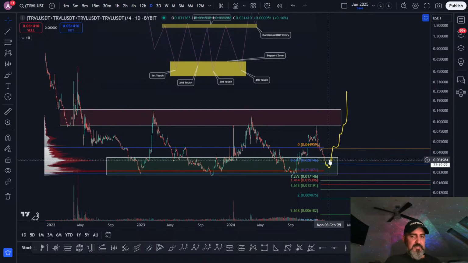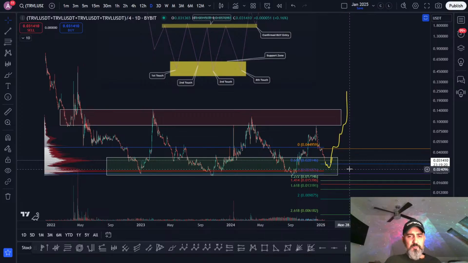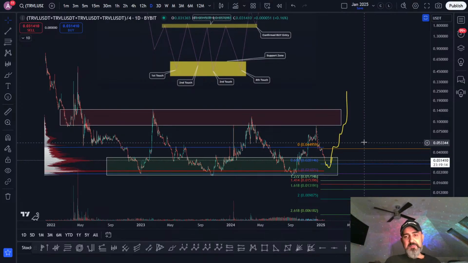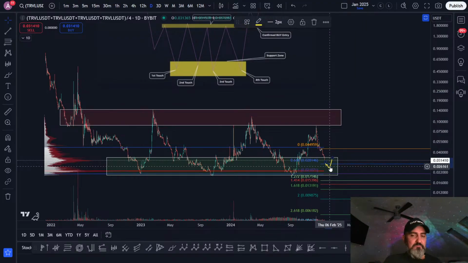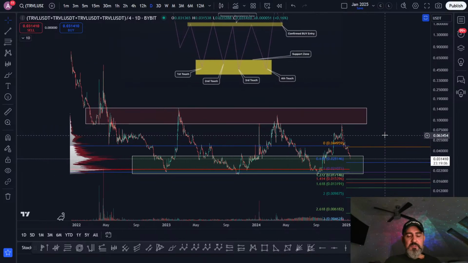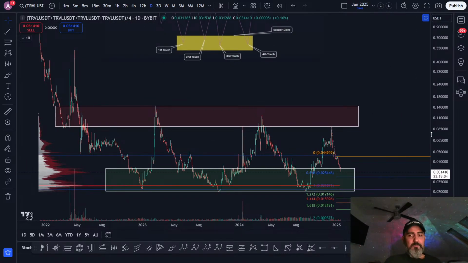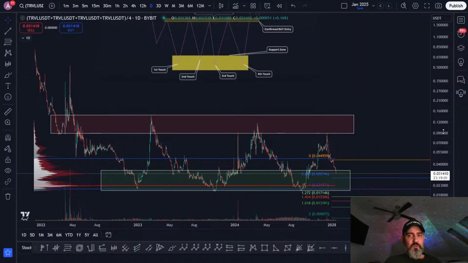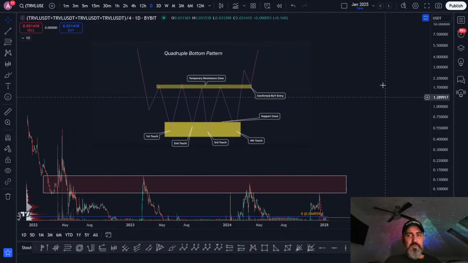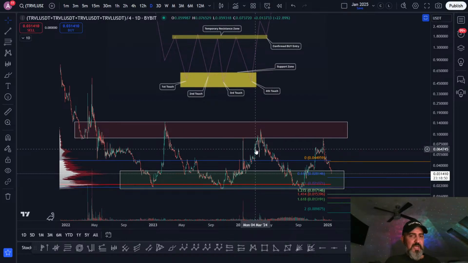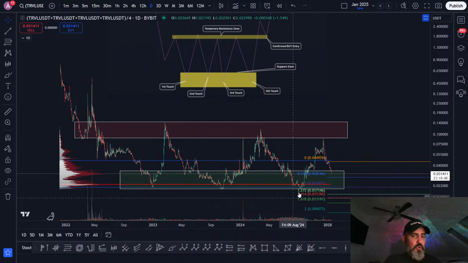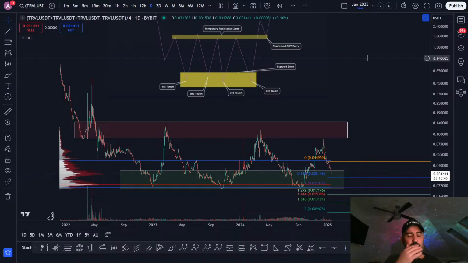It's difficult for a lot of people because they're expecting to pump with everything else next month. We may not pump next month. It's possible we don't pump next month. We may pump in May or June or July. But we will pump, and we will go to 30 cents, and then we will probably go to all-time high. Eventually it will happen, because what I'm looking at now is a higher time frame accumulation pattern. If people have the patience to hodl, they will be well rewarded in the future.